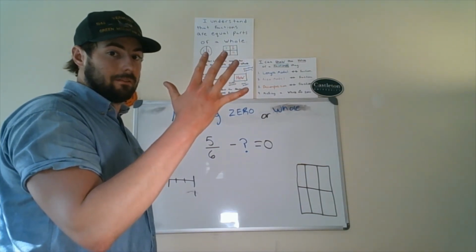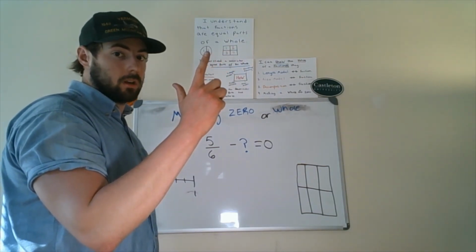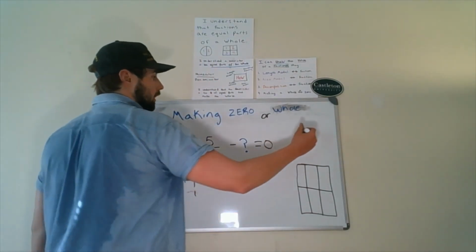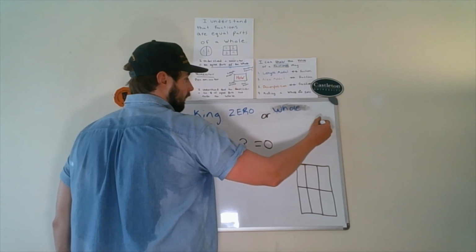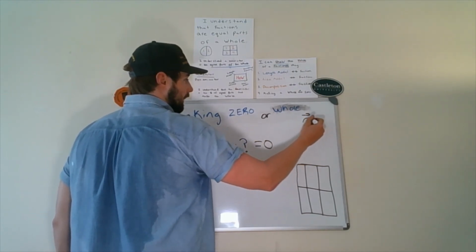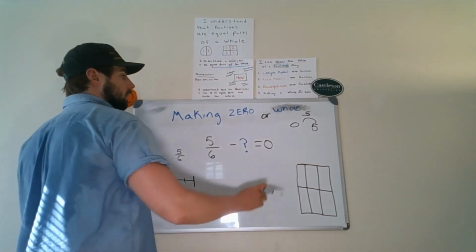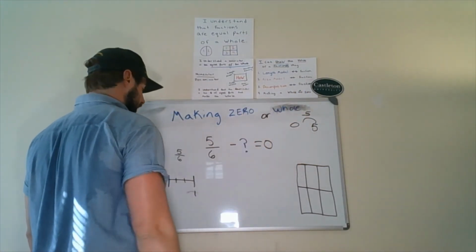Ready? Starting with 5. 1, 2, 3, 4, 5. 5 minus 5 will equal 0. Just like saying 5 minus 5 without our fingers would equal 0. I have 5, I take away 5, I'm going to get 0.